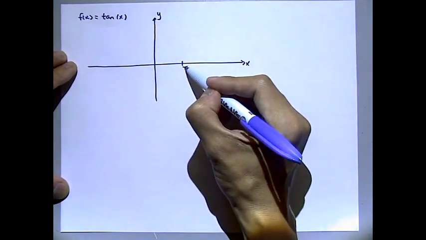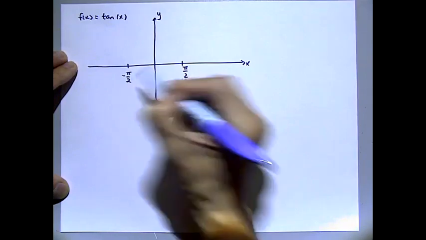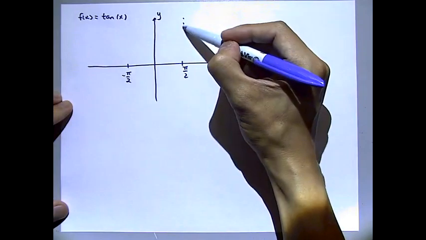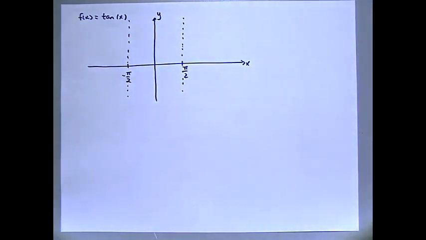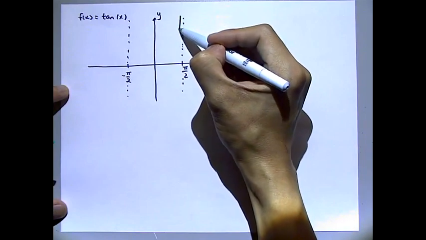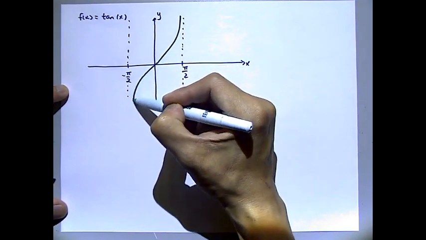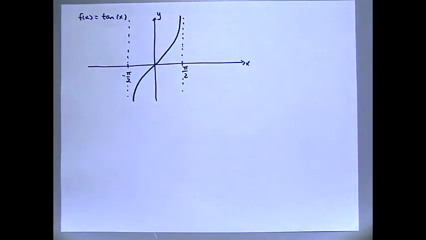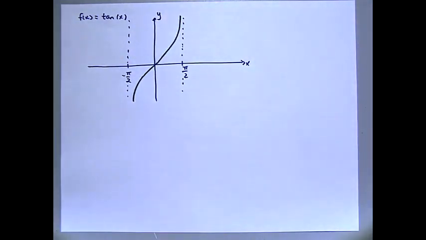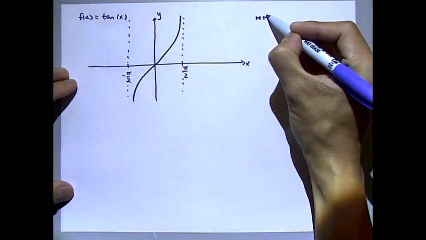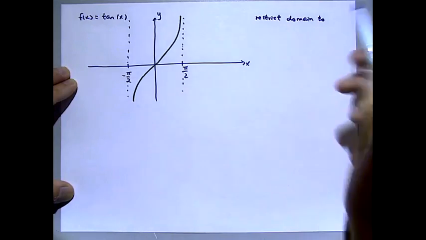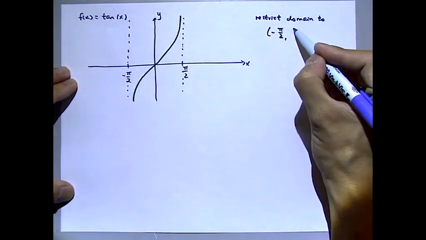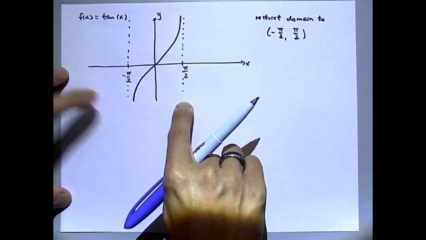Tangent has a bunch of asymptotes at pi over 2, negative pi over 2, and this thing repeats, right? So there's another one over here, and so on and so on. But for the purpose of finding an inverse, we restrict the domain to just minus pi over 2, not including minus pi over 2, to positive pi over 2. Again, not including it. You can't. They are asymptotes.